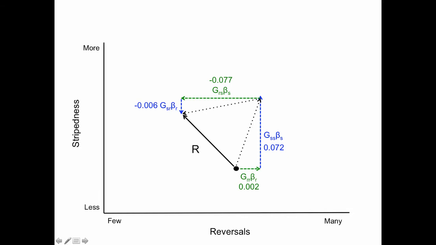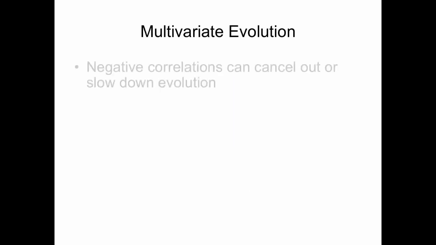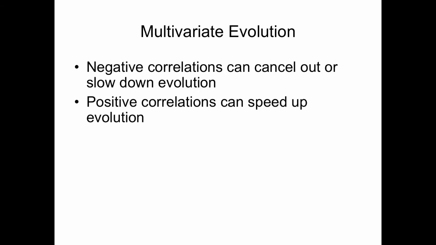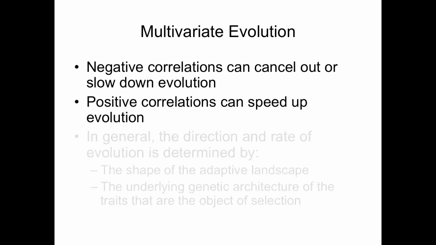And over time, if this happens enough, you get stripier snakes becoming less and less reversing, and you get more checkered snakes doing reversals more often because of the structure of these genetic correlations. So multivariate evolution is interesting because negative genetic correlations can cancel out or slow down evolution. Positive genetic correlations can speed up evolution.